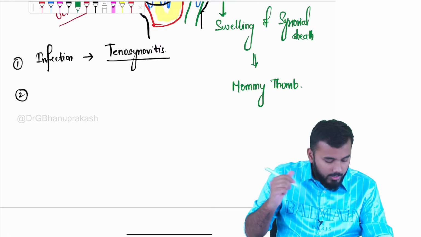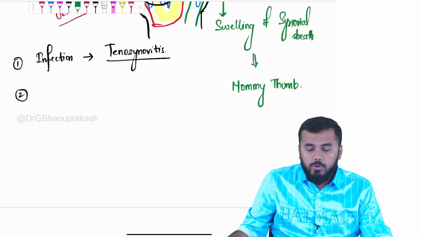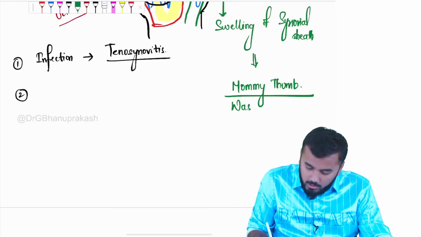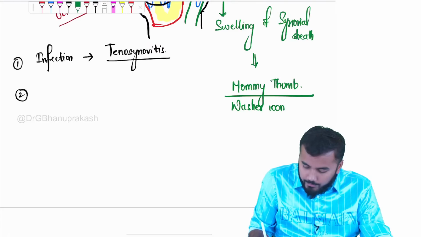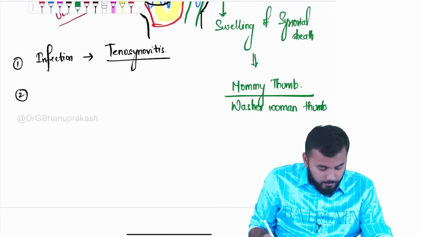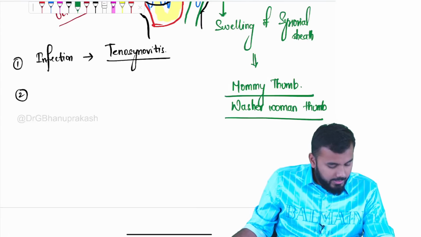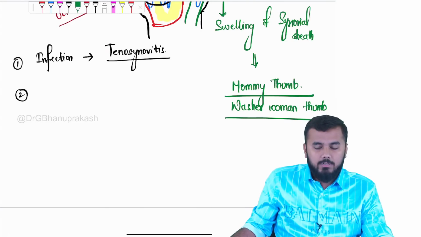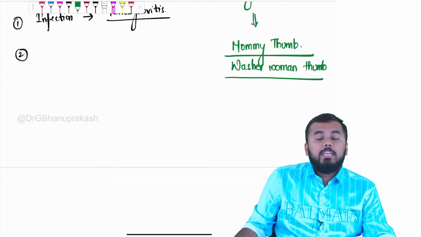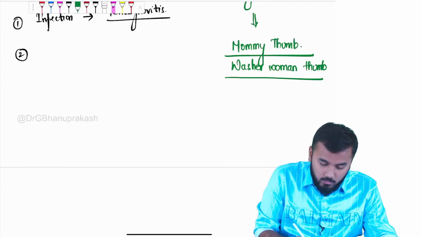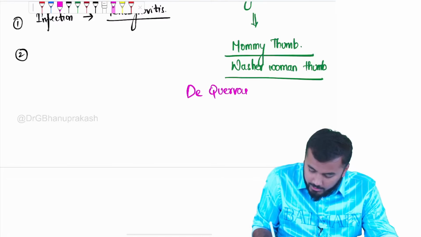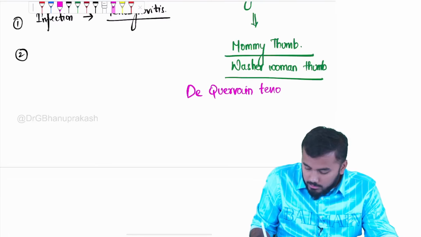This condition you call it as mommy thumb. Okay. So the other name, what do you call it as? Washerwoman thumb. Okay. And yes, bursitis, Dr. Benedict, it is called bursitis. Inflammation of bursa is called bursitis. Or the other name which you give for this is de Quervain tenosynovitis. What did I say? It is de Quervain tenosynovitis.